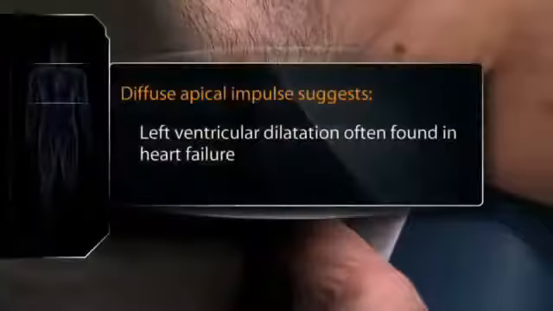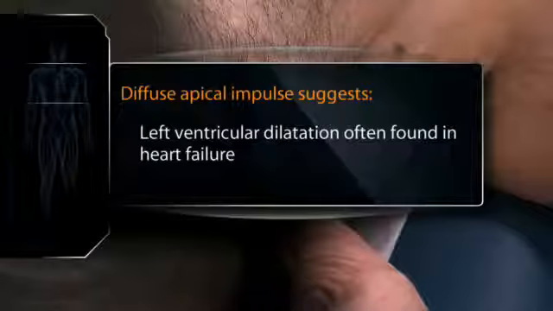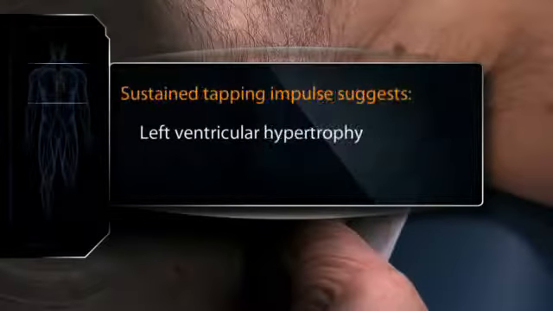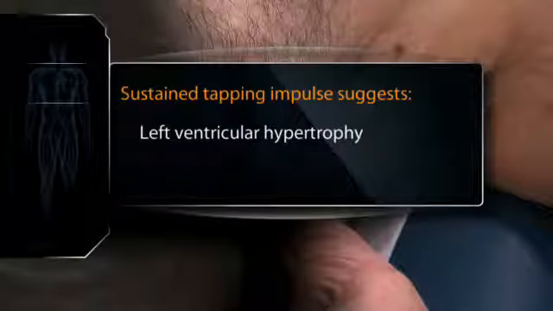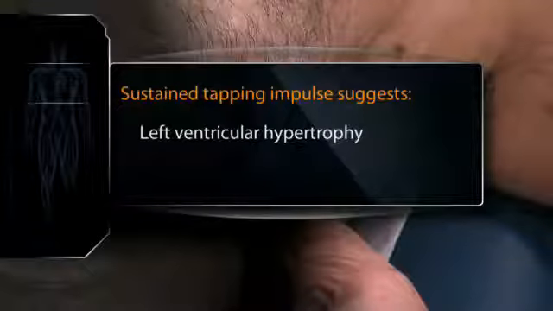A diffuse apical impulse suggests left ventricular dilatation, often found in congestive heart failure. A sustained tapping impulse that lifts your finger off the chest wall suggests left ventricular hypertrophy, found in hypertension and aortic stenosis. With experience, you will learn to feel the apical impulse in a high percentage of patients.